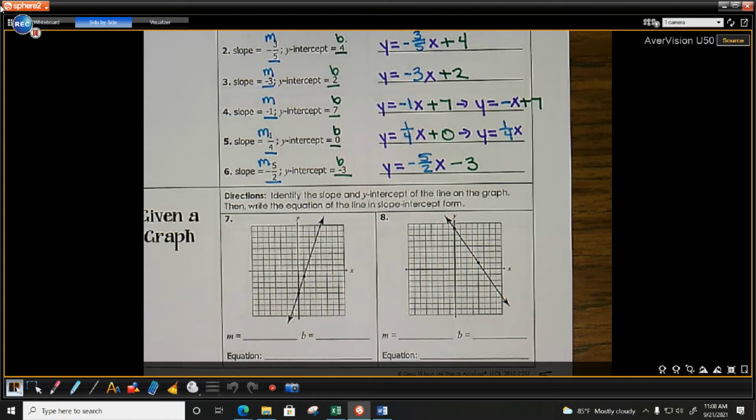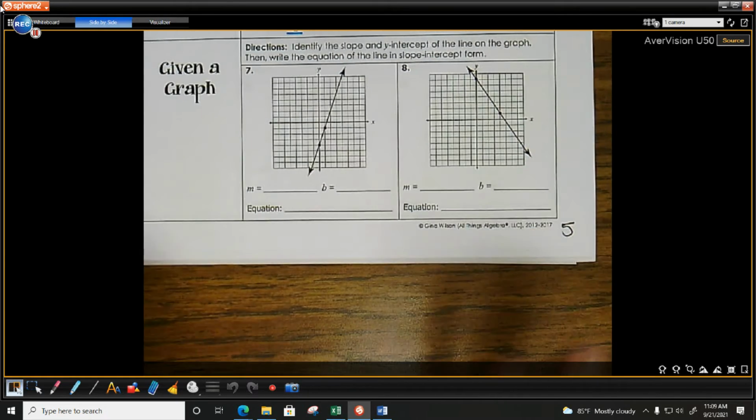Those are the easiest ones we're doing today, guys. I'm going to be honest with you. Those were pretty quick. I literally gave you the slope. I gave you the y-intercept. Write the equation in slope-intercept form. Okay? Next, we are going to have a graph. Okay? We need to find our y-intercept and our slope from the graph.